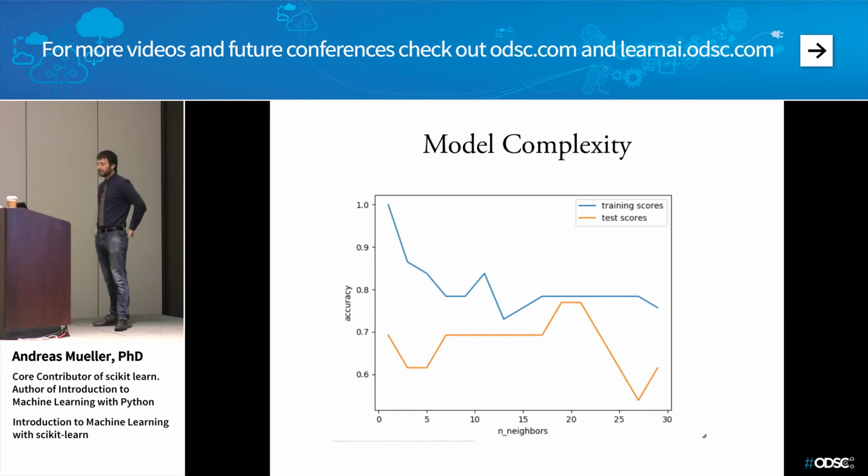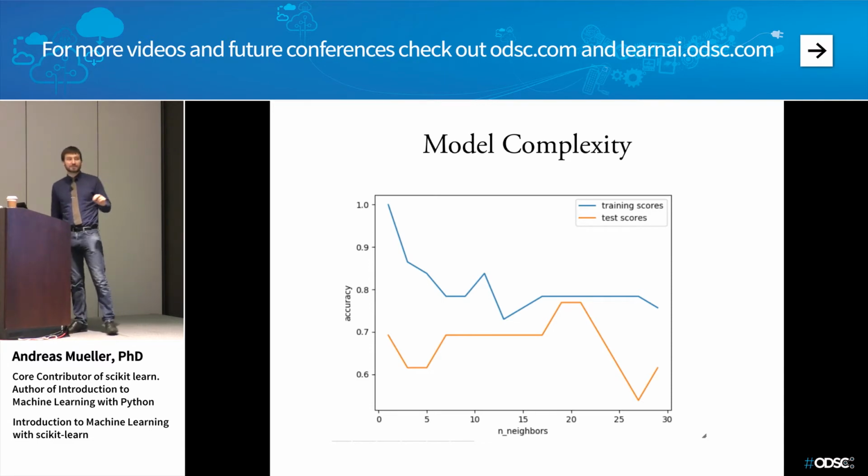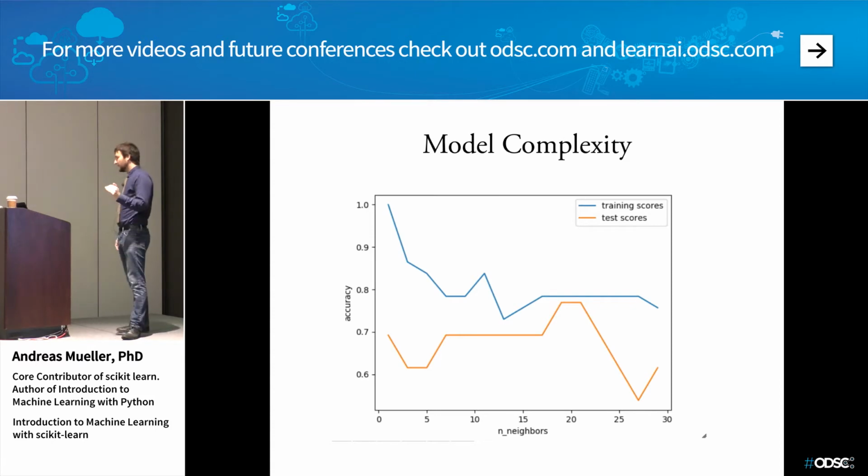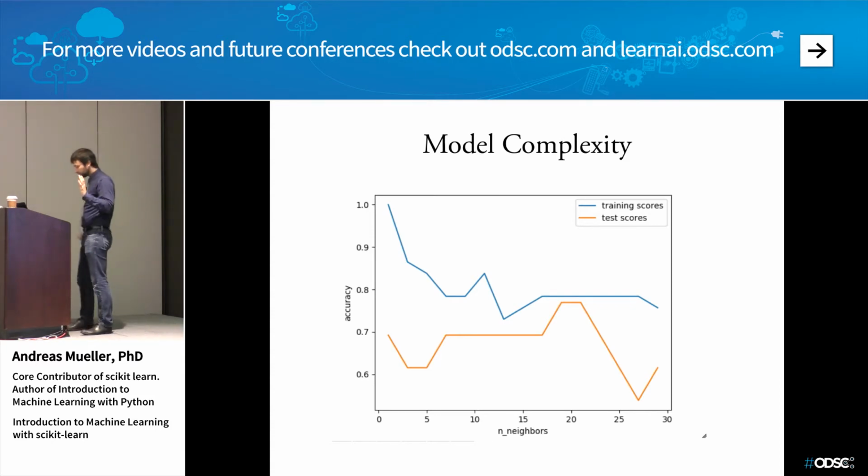Here is what happens. This is a very small toy data set, so these are very noisy plots. But here is what happens to training scores and test scores on this 2-dimensional data set. You can see that when I increase the number of neighbors, the training score basically goes down. It was very high at the beginning. With 1 neighbor, it's perfect. And then if I increase it, it goes down.